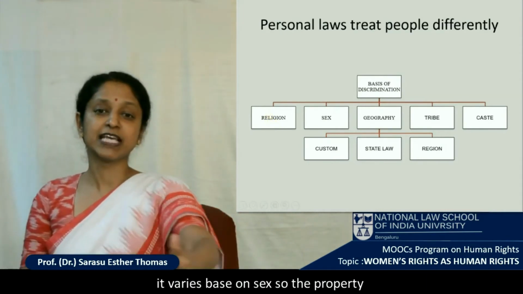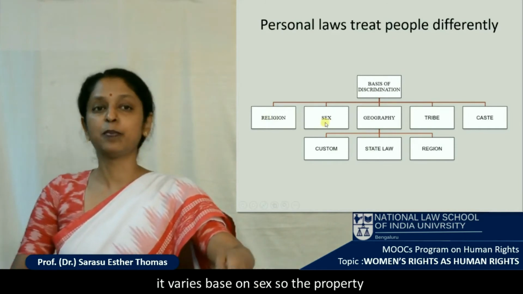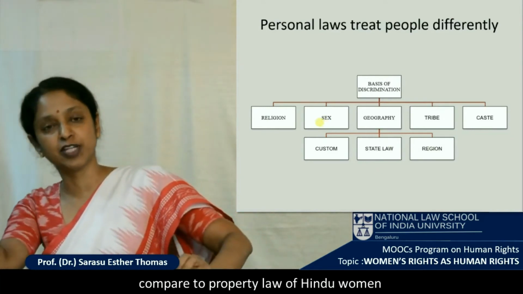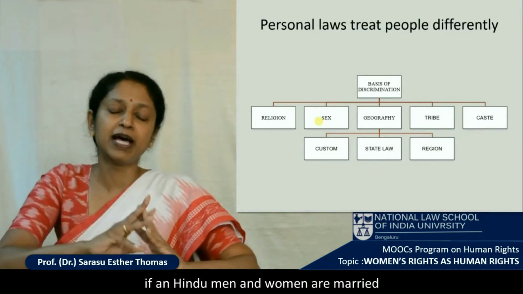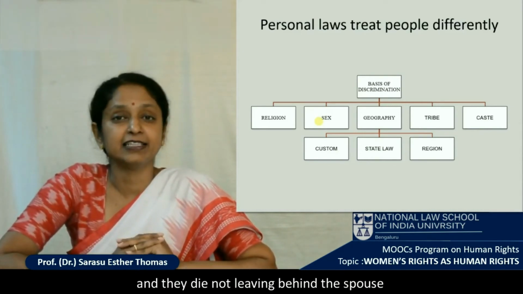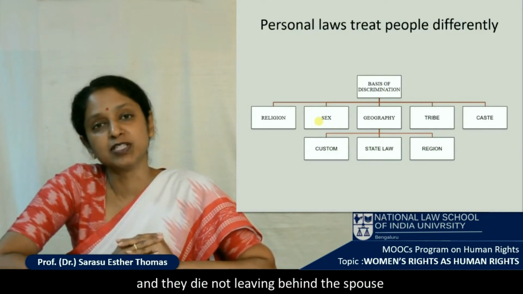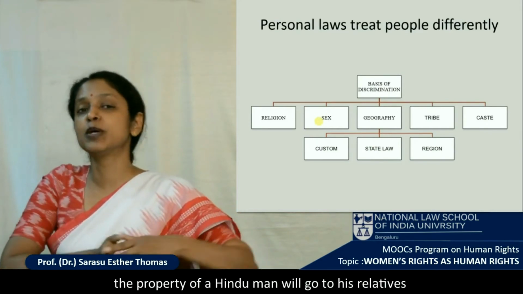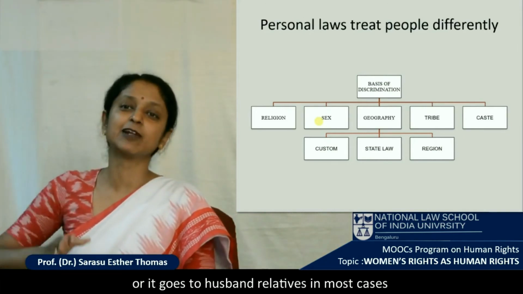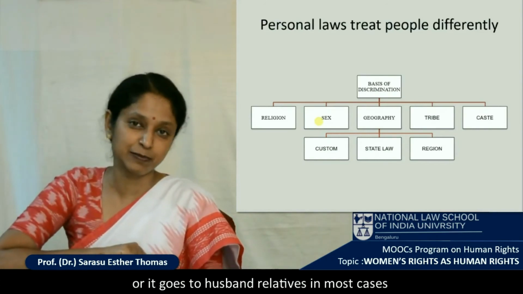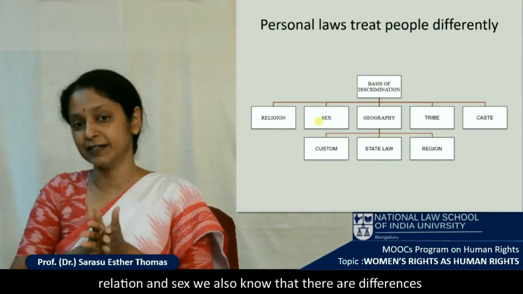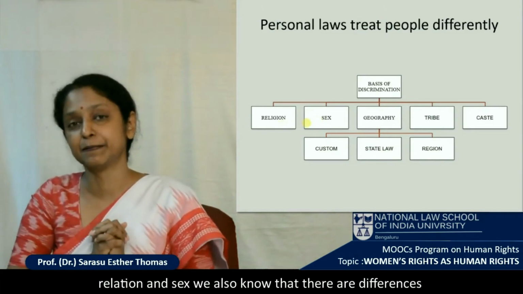It varies based on sex. So the property, for instance, of a Hindu man goes differently compared to a property of a Hindu woman. If a Hindu man and a woman are married, but they don't have children, and they die, not leaving behind their spouses, the property of a Hindu man will go to his relatives. A property of a married Hindu woman will not go to her relatives, it will go to her husband's relatives in most cases. So there are differences in the way that the law treats both religion and sex.